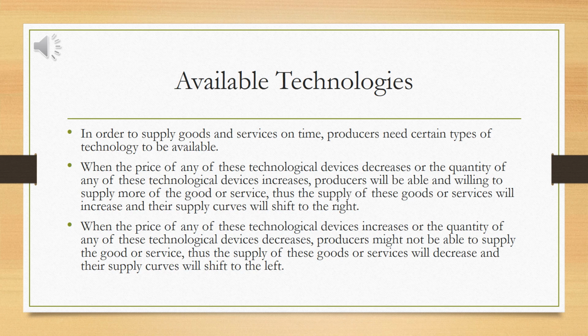When the price of any of these technological devices increases, or the quantity of any of these technological devices decreases, producers might not be able to supply the good or service. Thus, the supply of these goods or services will decrease and their supply curves will shift to the left.